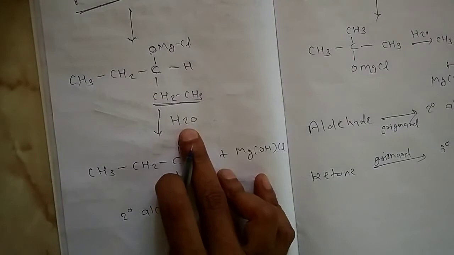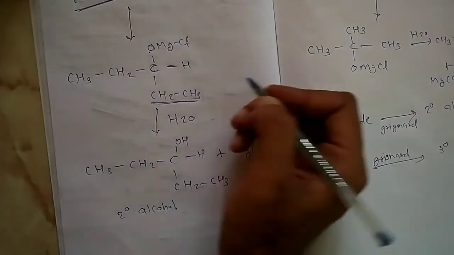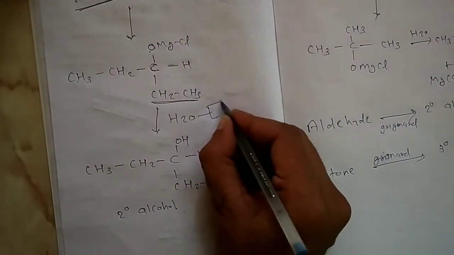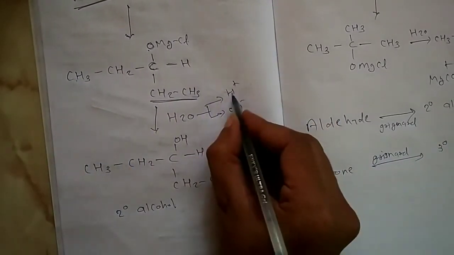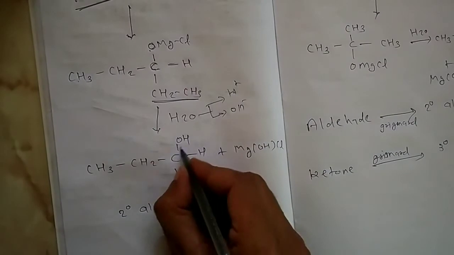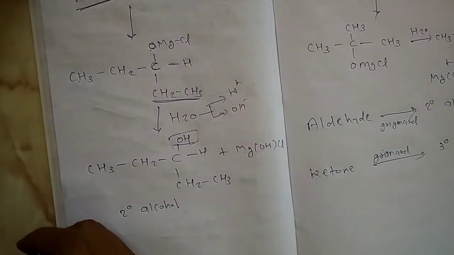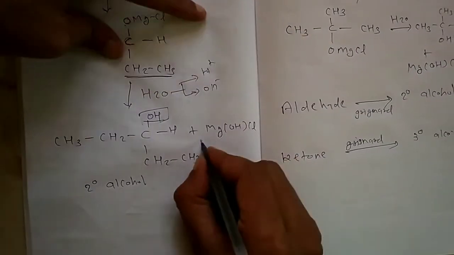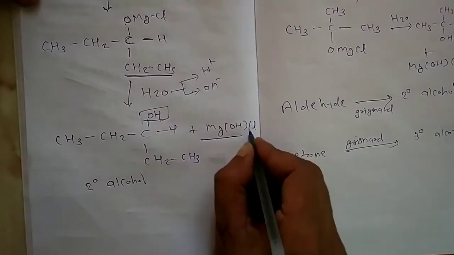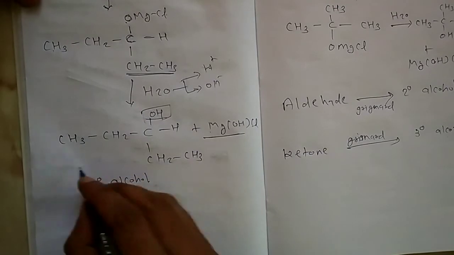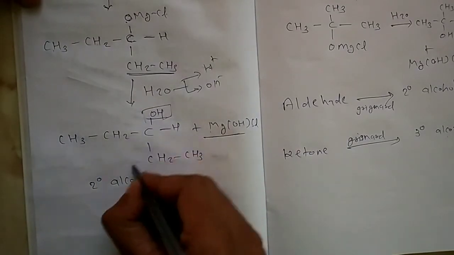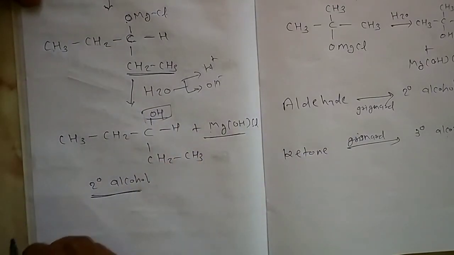Now react it with water. Again, water will break into 2 parts, H plus and OH minus. Add H plus with oxygen. You can see here OH, and the remaining OH adds with MgCl. So MgOHCl is our byproduct. Now this one you can see is our 2 degree alcohol.